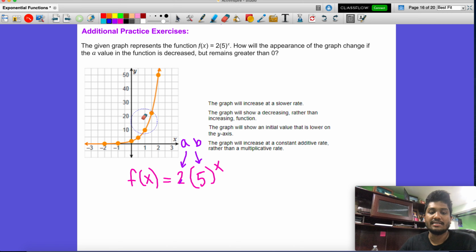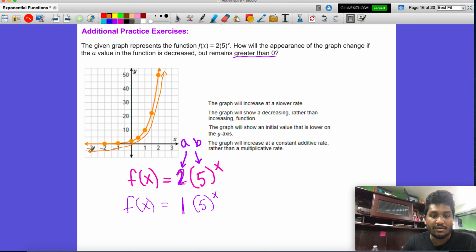Now the question they're asking is, what happens if they kept everything exactly the same, but they chose an a that was decreased but greater than 0? So what's a number that's greater than 0 but less than this? A 1. If this is a 1, what does this tell you about the graph? This one started at 0, 2. So this one would start at 0, 1. So it'd be the same exact graph, just moved down a little bit lower.